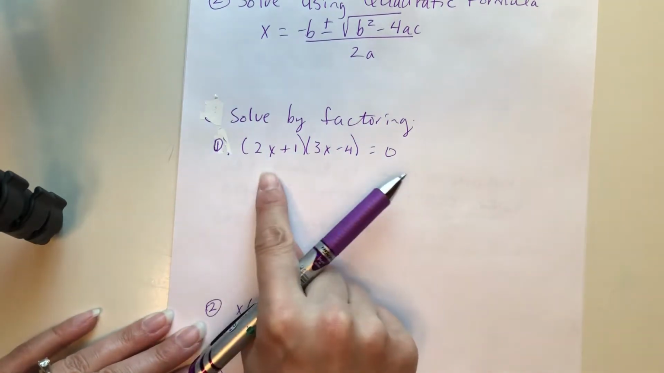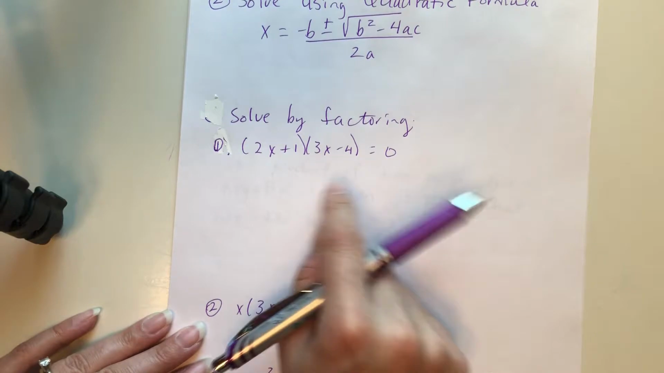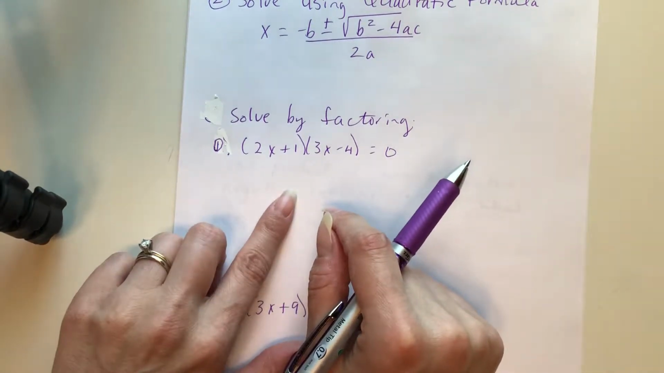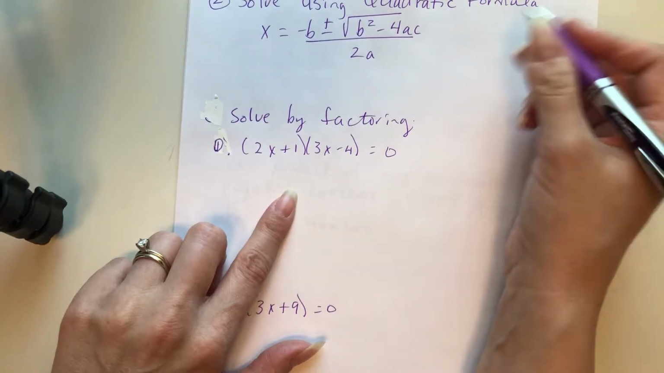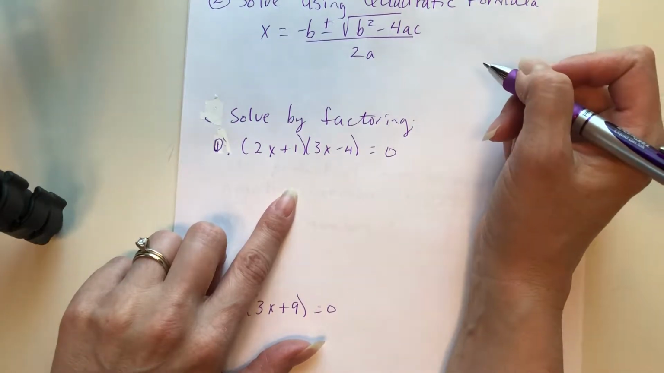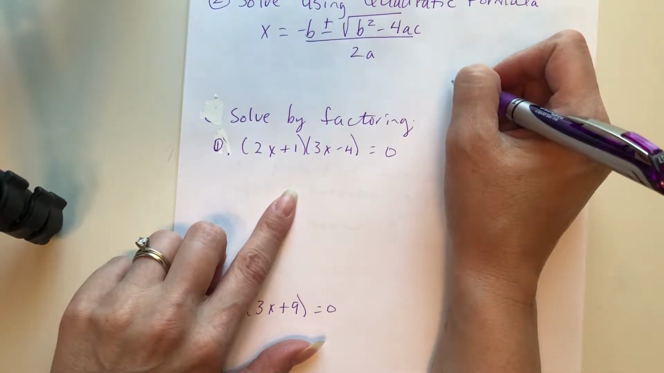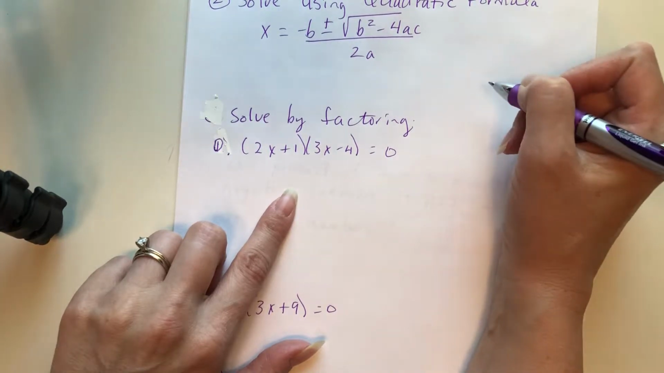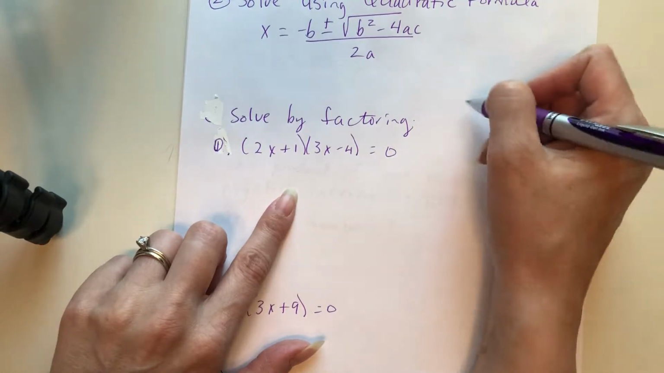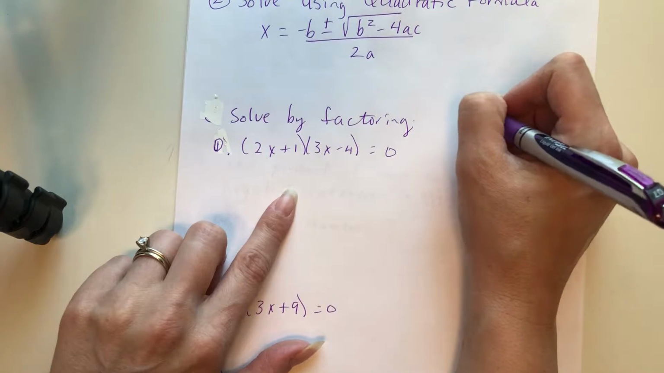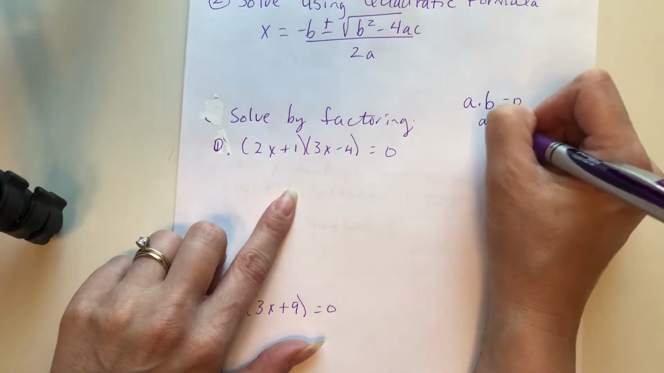Solve by factoring (2x + 1)(3x - 4) = 0. In order to do this, we need to remember there's a couple of rules that we need here. One is called the zero product property, and it just states that if you're multiplying any two numbers together and the answer is 0, then one of those original factors has to be 0. So let's say if you're just doing a times b equals 0, then that means a equals 0 or b equals 0.